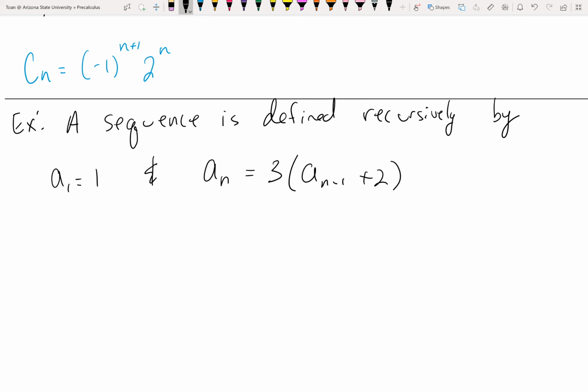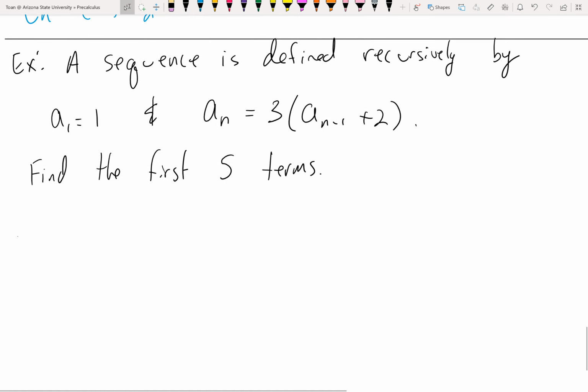And I'm going to ask you, find the first terms. Find the first 5 terms. Easy peasy, right? Find the first 5 terms. Well, the first term is easy. A sub 1 equals 1.